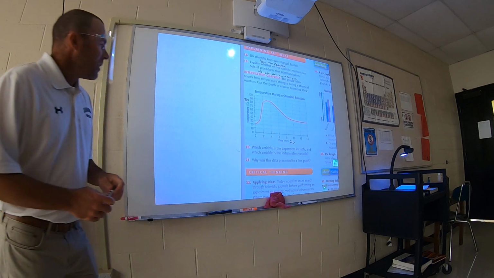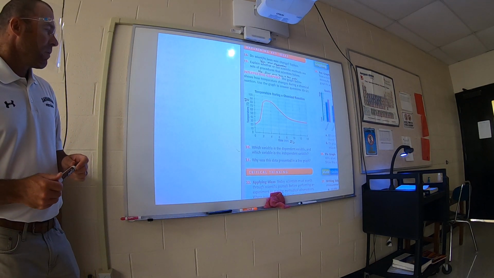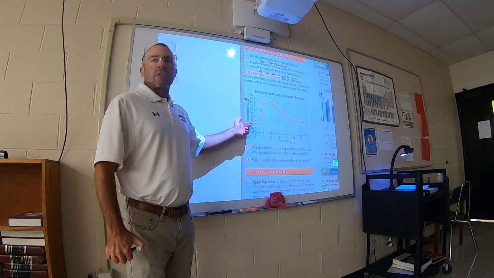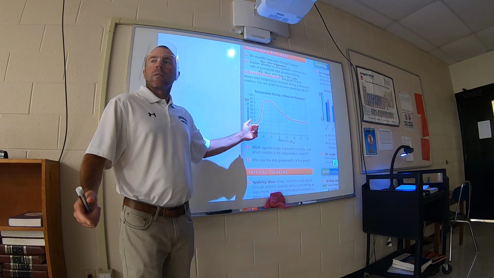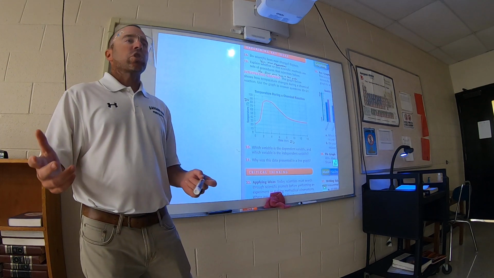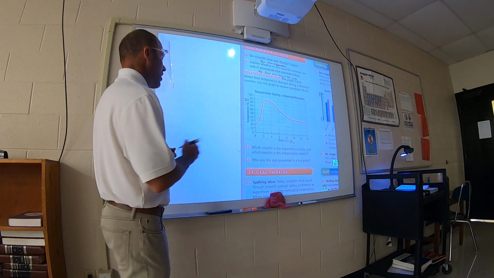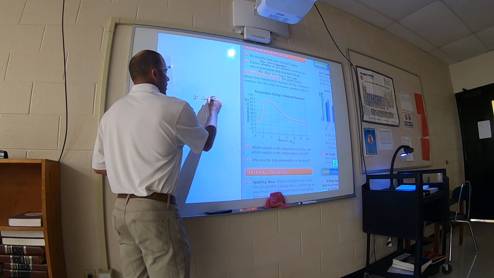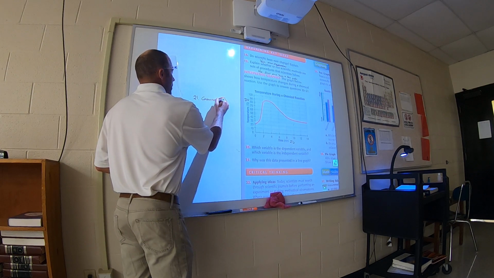Number 21 then, why was this data presented in a line graph? Why do we put it in a line graph and not a circle graph or a pie chart or a bar graph? Why? It changes all the time. Okay, so it's continuous change. Anytime we're dealing with continuous change, we're going to make a line graph. So I'm going to say 21, continuous change.